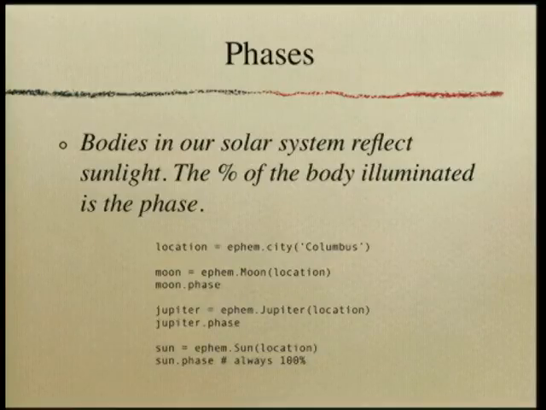Tell me about the moon. What's the moon's phase? It'll give you a floating point number, a percentage from 0 to 100. And you can ask it, okay, what phase is Jupiter in? And much to my amusement, you can even say, what is the phase of the sun? That's always 100%. The sun is always shining.